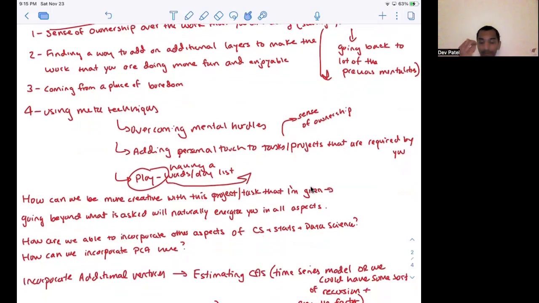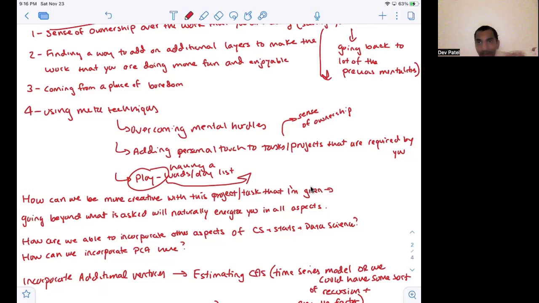And so how can we become more creative with the project or task that we are given? We're given some sort of task, some sort of project. What are the different creative elements that we can use to make this project even better? And it doesn't even have to be better in the context of others' expectations. How can you just add things you've learned, or stats or data science, depending on the field, right?